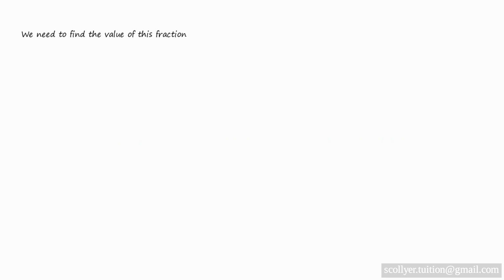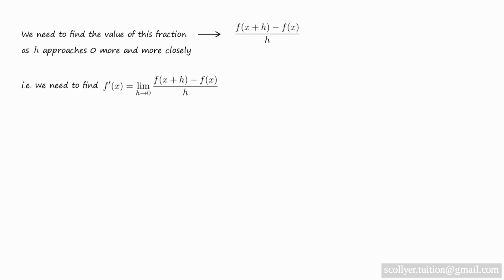To find the derivative of a function y equals f(x) from first principles, we need to find the value of the following fraction, (f(x+h) - f(x))/h, as h approaches 0 more and more closely. That is, we need to find the limit as h tends to 0 of (f(x+h) - f(x))/h.